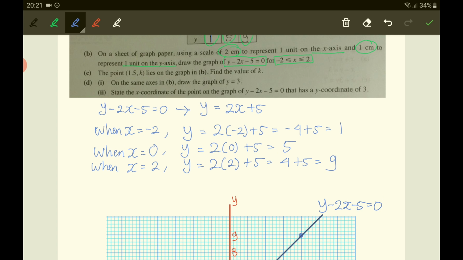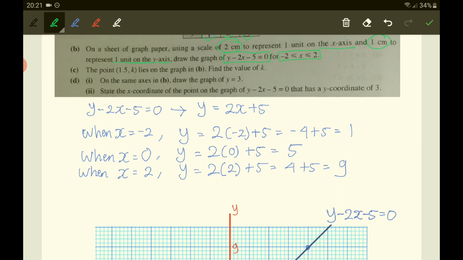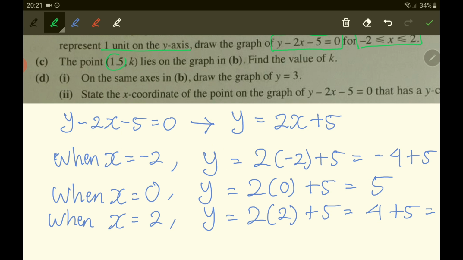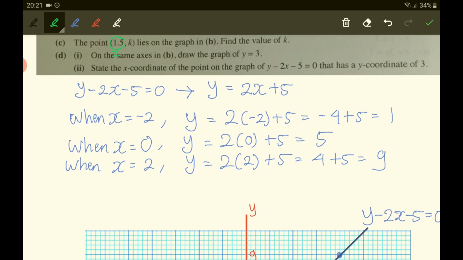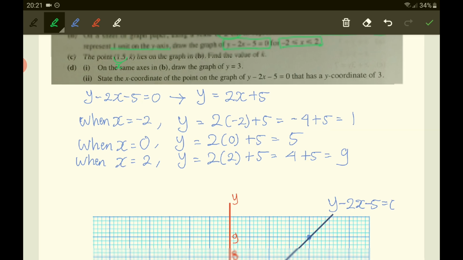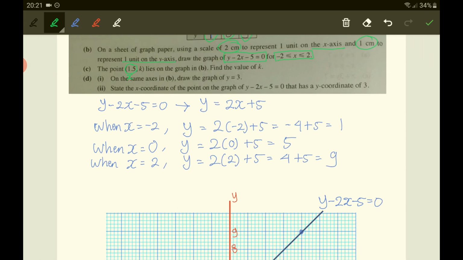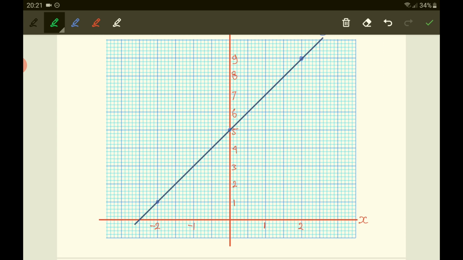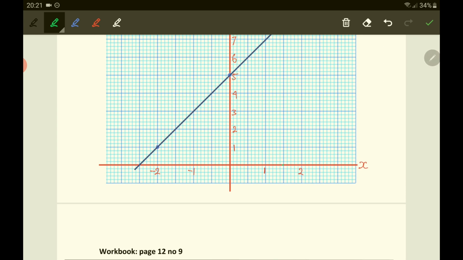So for part B we got it, and then for part C: the point 1.5 comma k lies on the graph in B. Find the value of k. So the question is, when x is equal to 1.5, what is the value of k? It's asking us to use the graph. So let's see, when we have x equal to 1.5, it lies here.